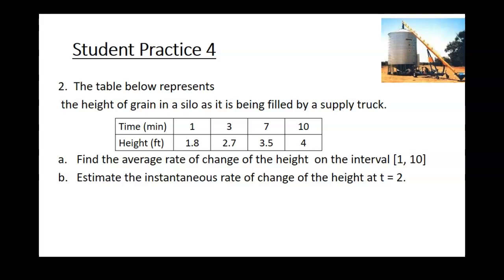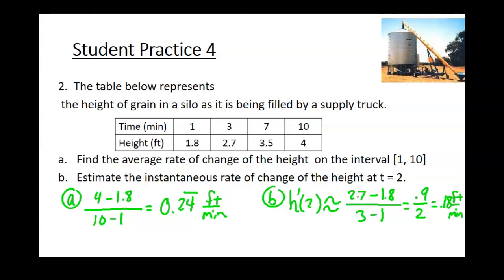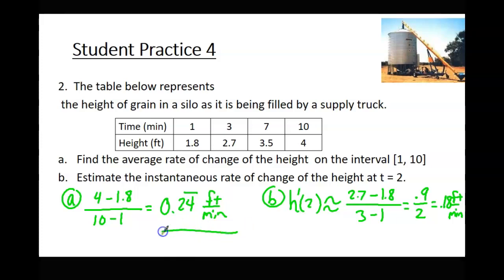I'll go ahead and display the answers. So go ahead and pause the video here, and when you unpause it, you will see the answers. Take about a couple minutes. Okay, so for letter A, here's your answer. For letter B, your answer is 0.18 feet per minute.